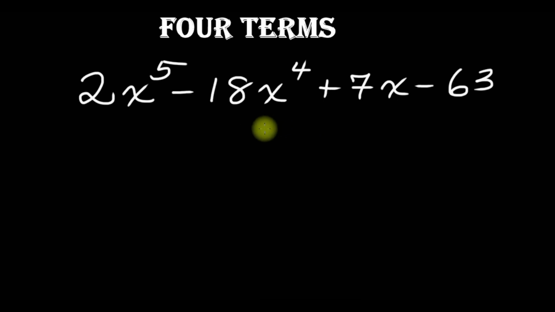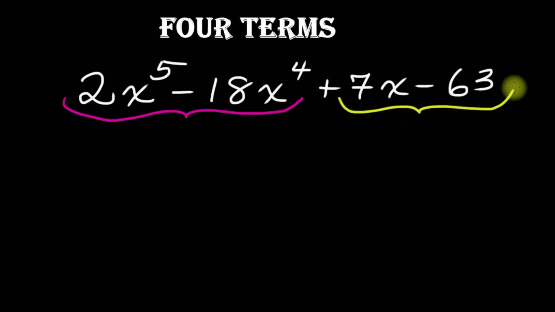Okay, so this is a polynomial, 4 terms. Okay, we're going to factor this again by grouping. So we're going to break this up into 2 groups. So here's your first group. This is your second group. Okay, so now we're going to pull out for this group right here. We're going to take out the greatest common factor.